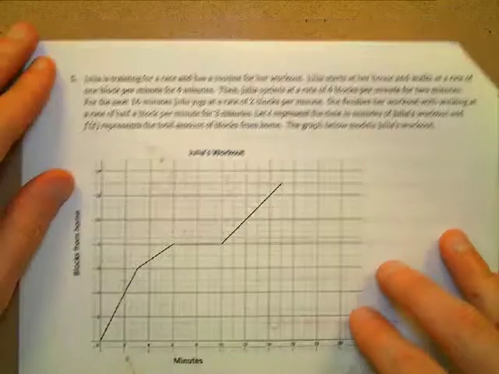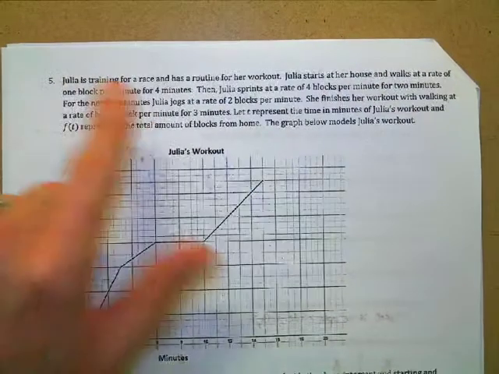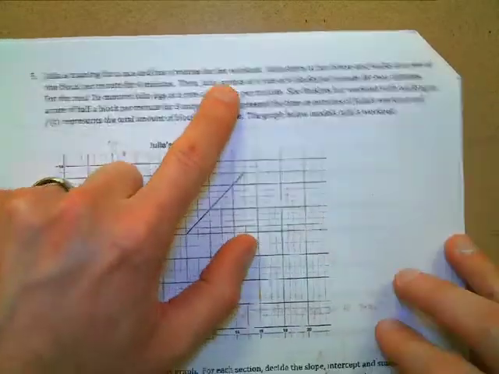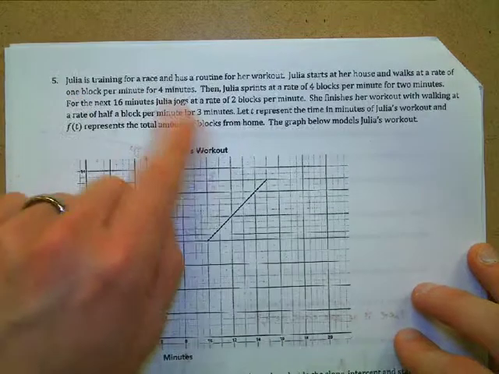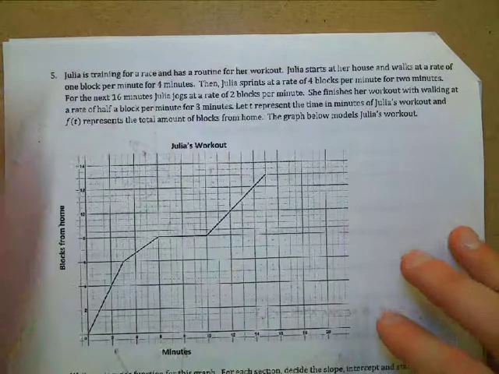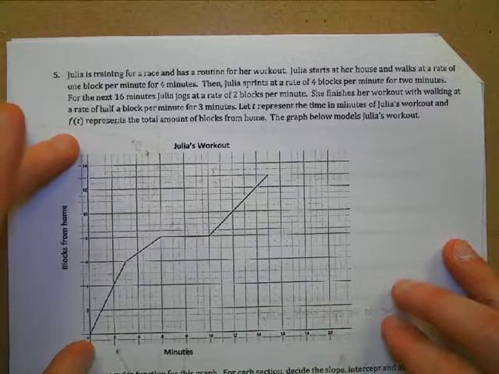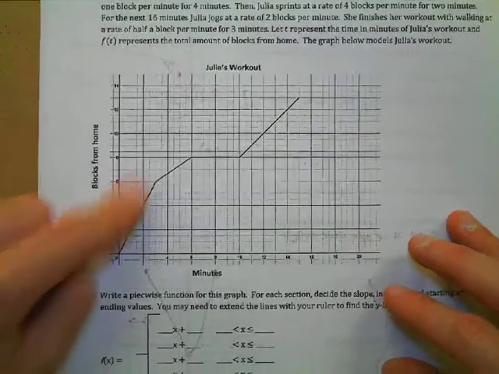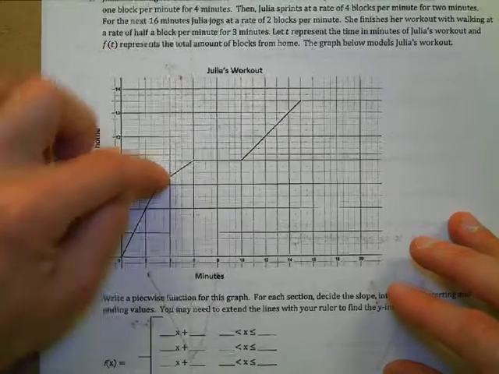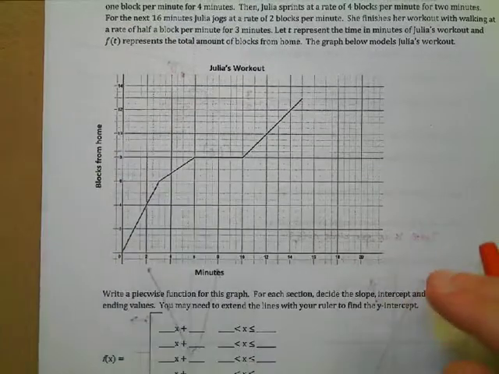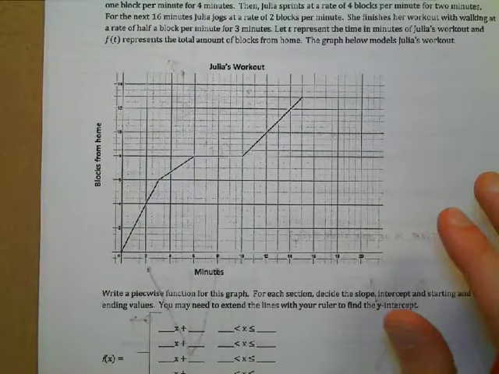All right, here we go. Julia is training for a race and has a routine for her workout. Julia starts at her house and walks at a rate of... Okay? A lot of information here. We're writing the equation for this piecewise function. So let's take a look at the first piece right here. Notice all these pieces are linear, right? So we're writing linear equations here, line equations.